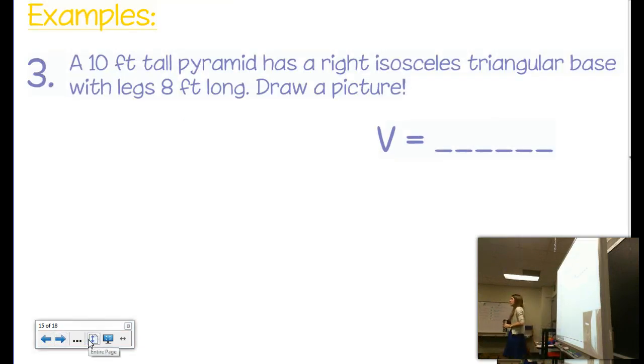A 10-foot tall pyramid has a right isosceles triangular base with legs 8 feet long. Draw a picture. What are we looking for? What does that blank say? Oh, yours says all 3. Mine just says volume, so let's go with that. Let's only find the volume. You may cross everything else out.